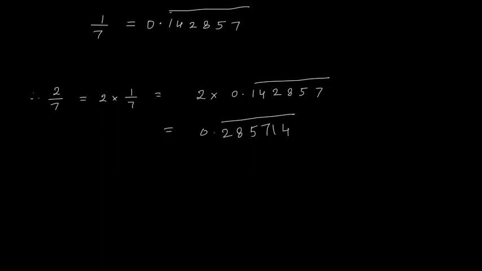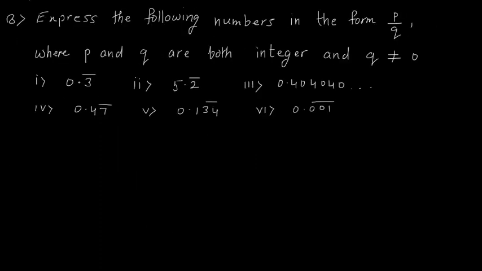Okay, let us move to the next problem. Express the following number in the form of p upon q, where p and q are both integers and q is not equal to 0. Now, understand these kind of questions carefully. I have to express the following in the form of p upon q.